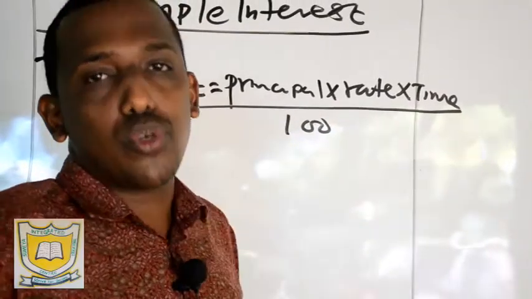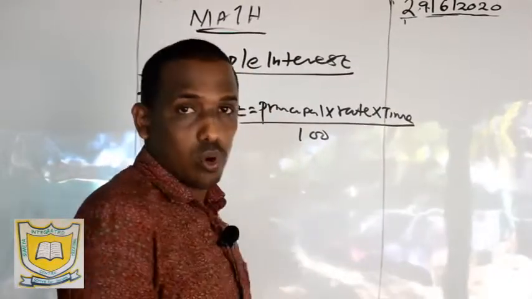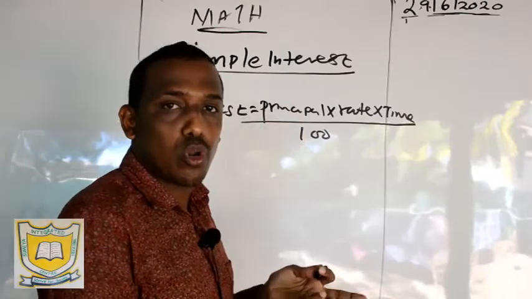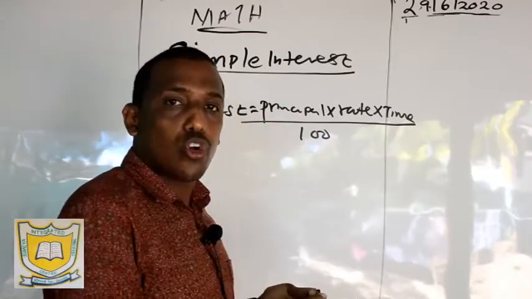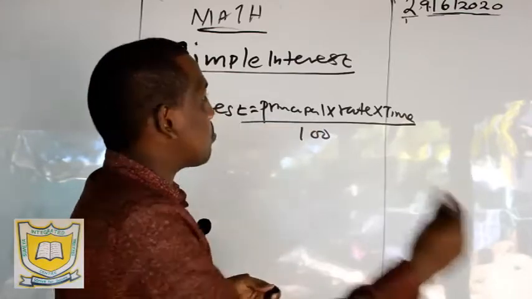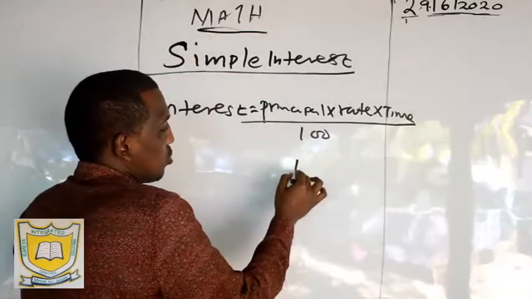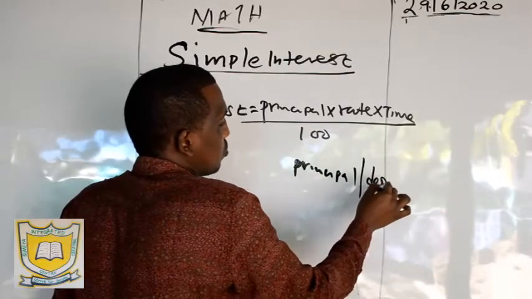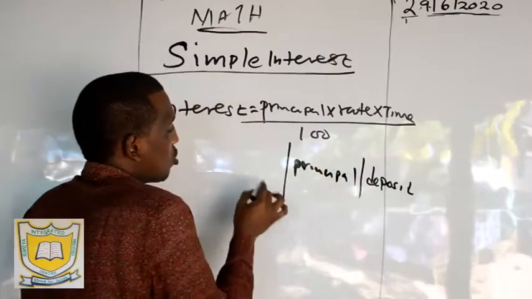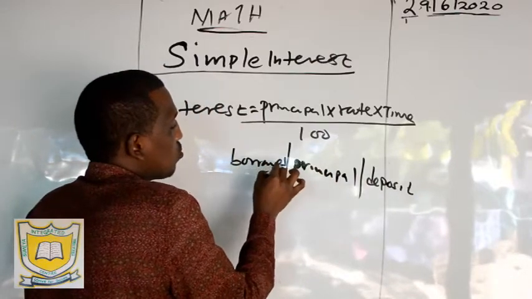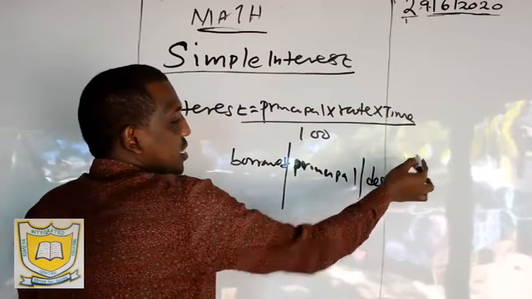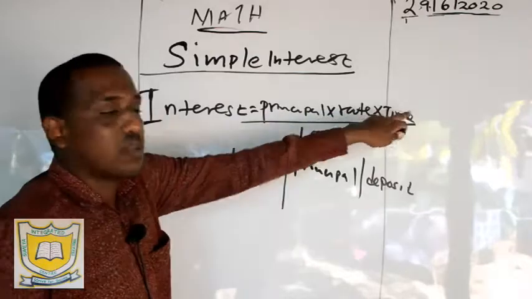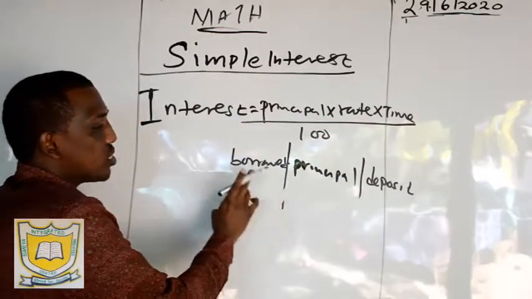Principal is the amount you deposit in a bank. So if you hear principal, it means the amount you have borrowed. Principal, deposit, amount borrowed, loan invested are the same. If you hear any of them, they are all the same. So interest equals principal times rate times time over 100.